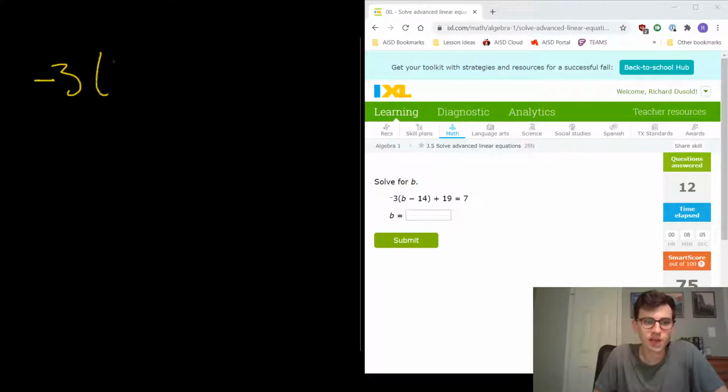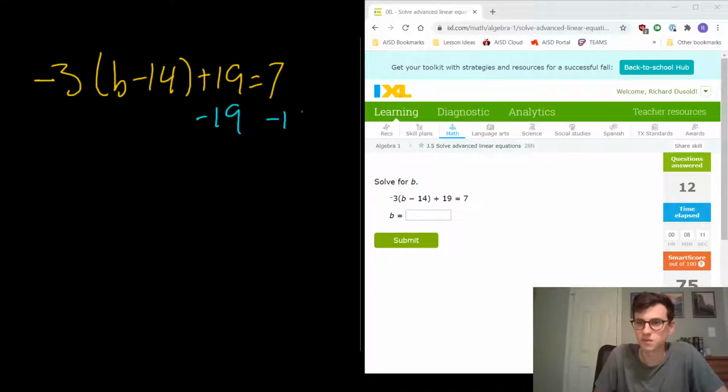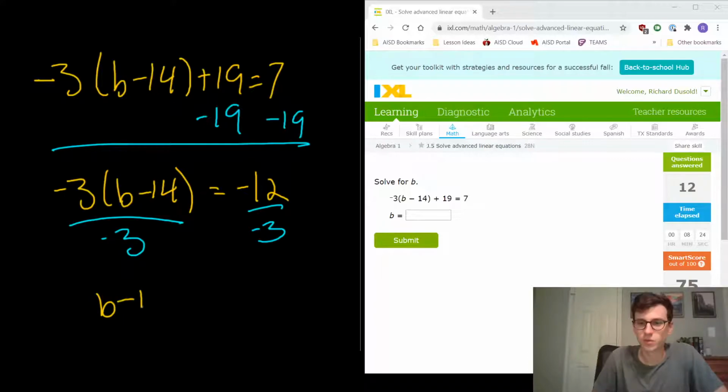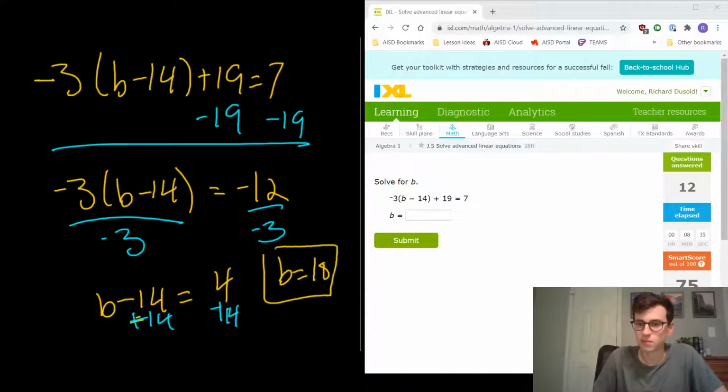Negative 3 times (b minus 14) plus 19 equals 7. Again, I'm going to subtract this 19 first. Negative 3 times (b minus 14) equals 7 minus 19, which is negative 12. Okay? Divide by negative 3 on both sides. b minus 14 equals 4. Add 14 to both sides. And you get b equals 18. Boom.